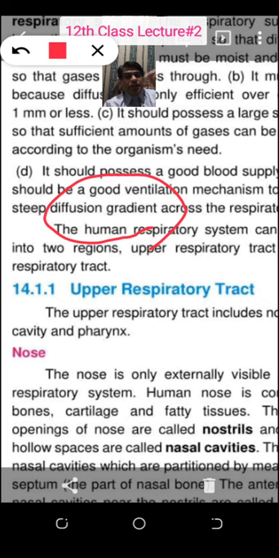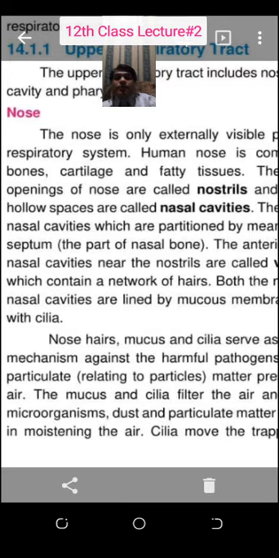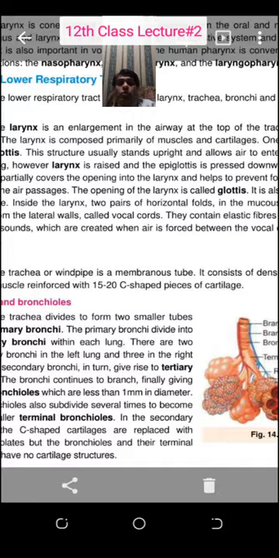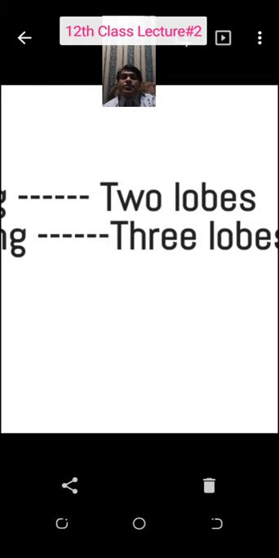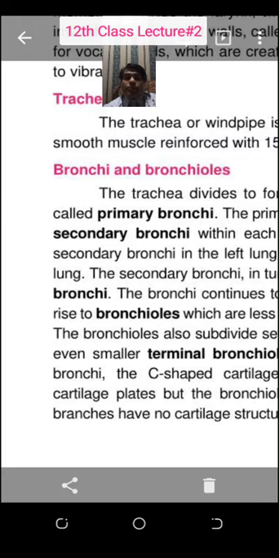Now go back to the information I want to share, students, about the left lobe and the right lobe. I have to tell you once again: the left lung has two lobes and the right lung has three lobes. Now, what is the advantage of these lobes?